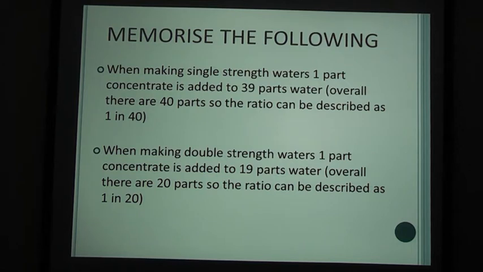It makes sense because the relationship between double and single is half. So if single strength is 1 in 40, double strength, which is half of that, is going to be 1 in 20.